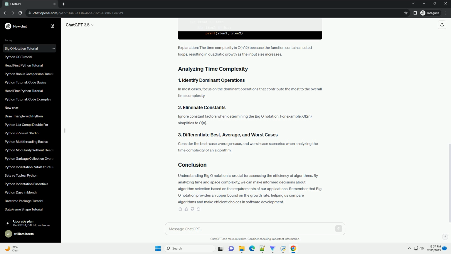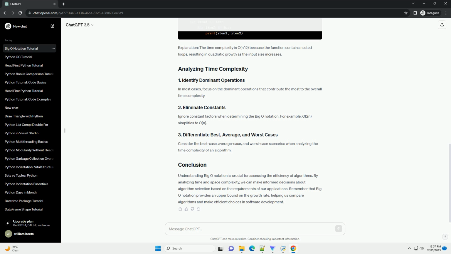The most common notations include O(1), O(log n), O(n), O(n log n), O(n^2), O(2^n), and O(n!). We'll focus on some common scenarios. Explanation: the time complexity is O(1), because the execution time does not depend on the input size. Accessing the first element of a list takes a constant amount of time.